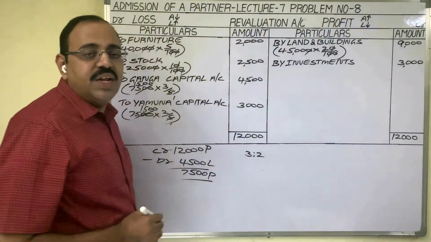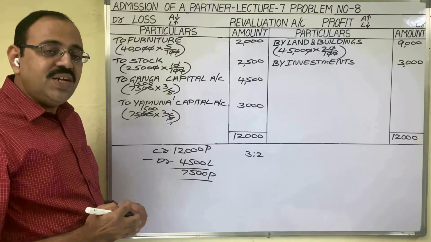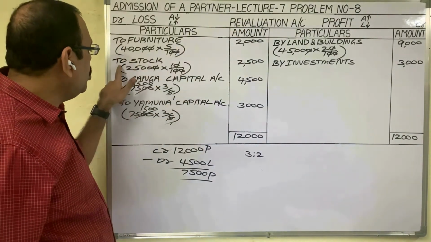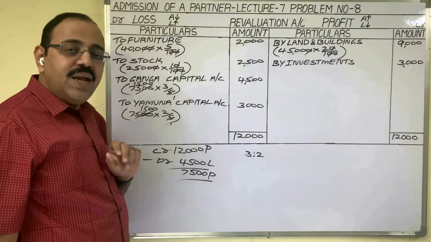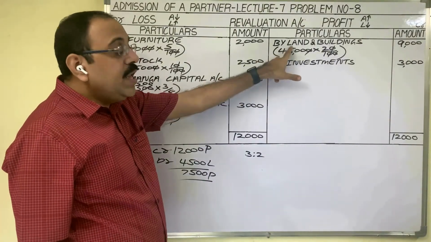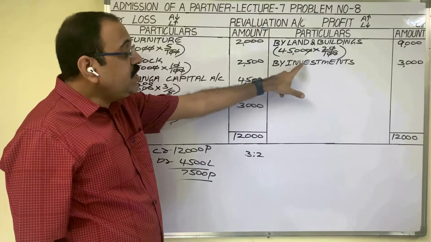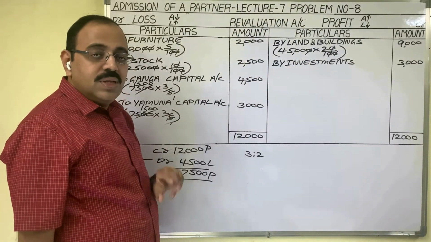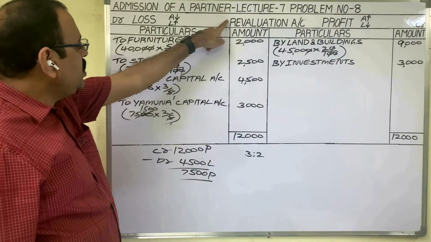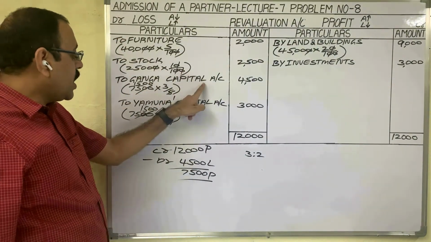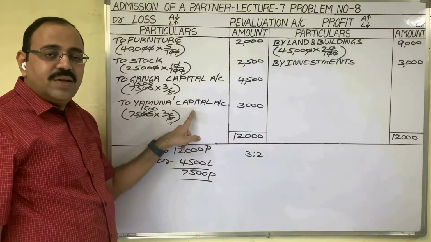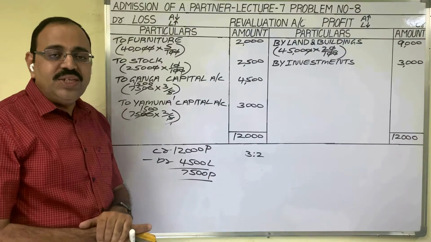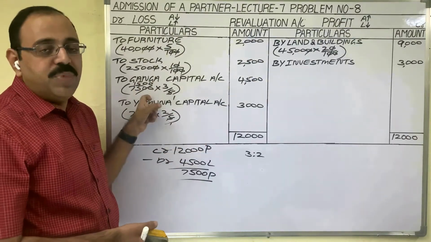Suppose you are writing journal entries for this problem. The first entry is revaluation account debit to furniture account, to stock account. The second entry is land and building account debit, investments account debit, to revaluation account. The third entry is revaluation account debit to Ganga capital, to Yamuna capital. So related to the revaluation account, you have to pass 3 entries in the journal. So the revaluation account is completed.